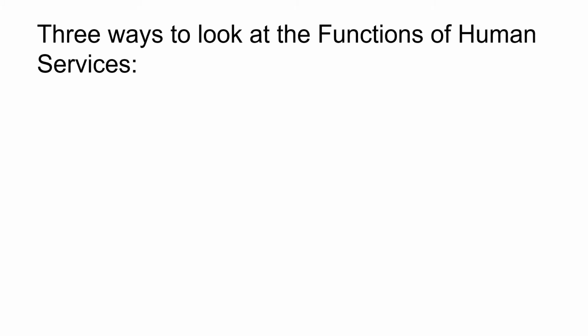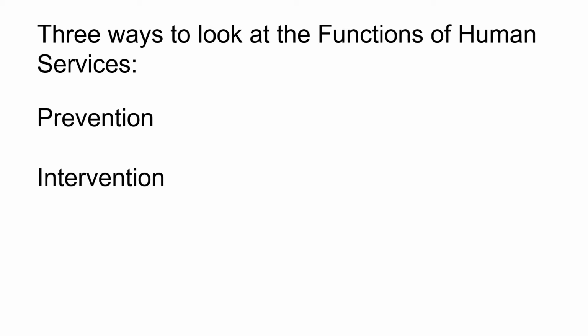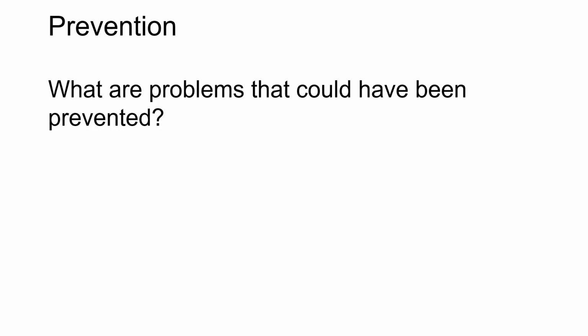So there's many ways to look at the functions of human services, and one of these is divided into three ways: prevention of problems, intervening in problems, and remediation, trying to fix the problems. So prevention. Let's just imagine what are some problems that people might have that could have been prevented before they became a problem.